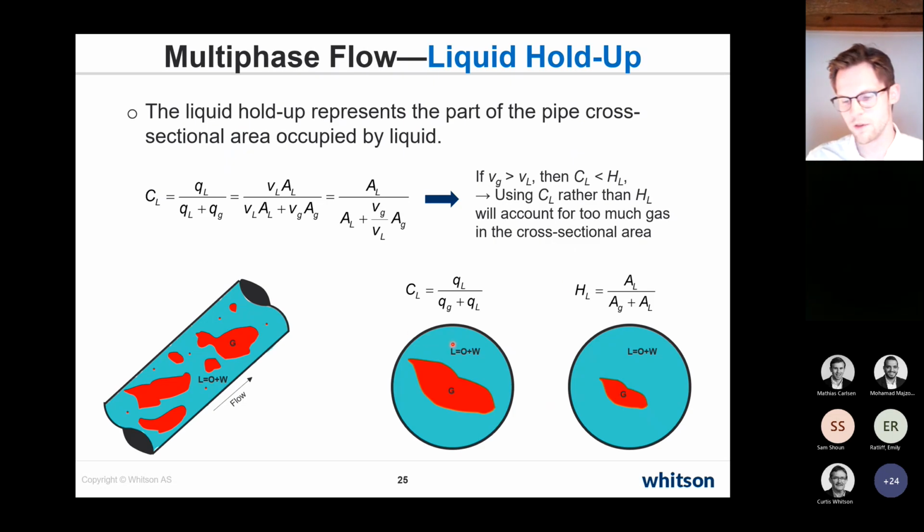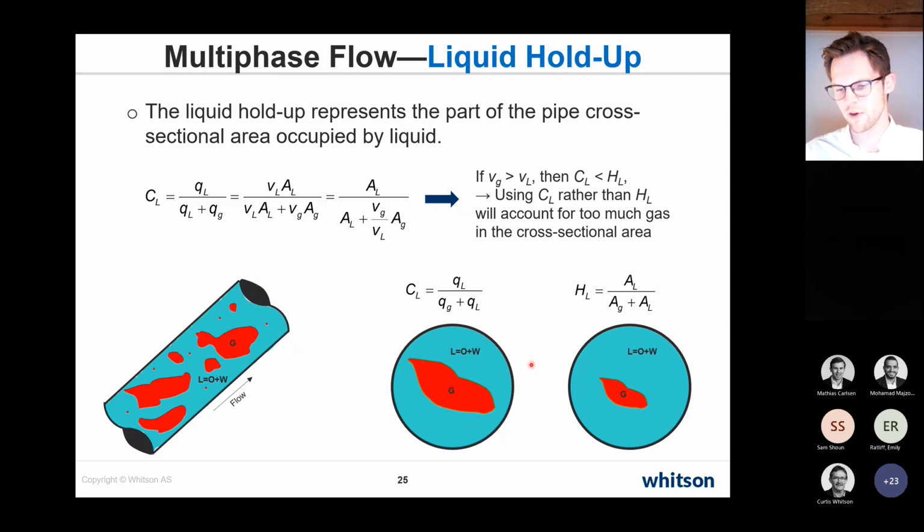And the effect of using liquid holdup versus the liquid flux fraction is that, if we don't account for slip and we use the flux fraction, then we're including more gas in the cross-sectional area than what's actually there. It'll make the fluid property, this single phase mixture that we're creating, too light. We're weighing the gas properties too much.